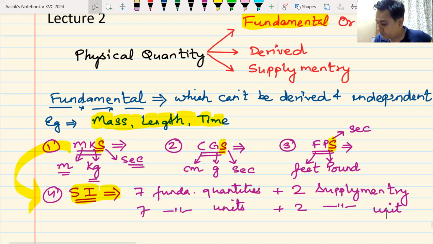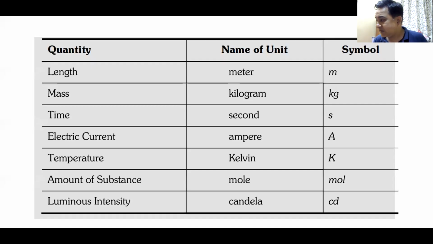Sir, first one is length, mass, time, Kelvin, candela. There are these are 5. 2 are still remaining. Okay, well tried. If you could even say 5. The remaining are amount of substance and luminous intensity. This is the table that has the 7 fundamental physical quantities along with their units and their symbols.